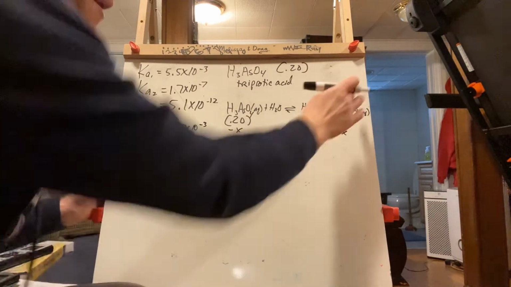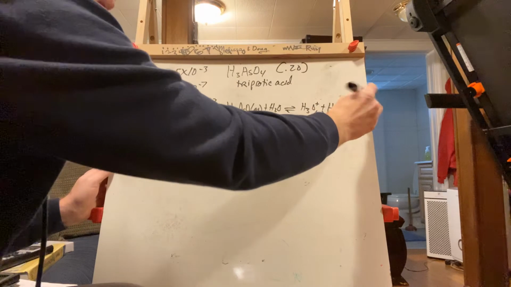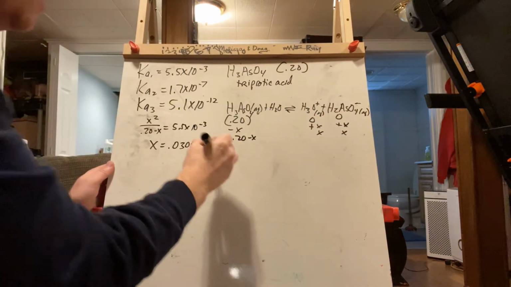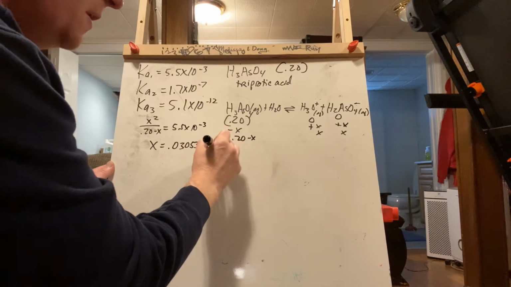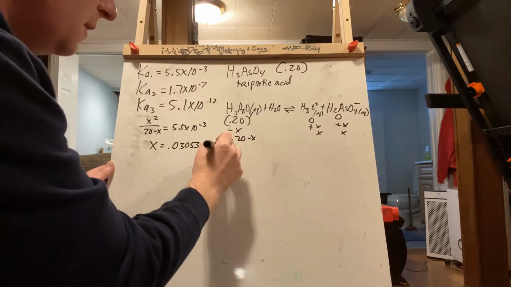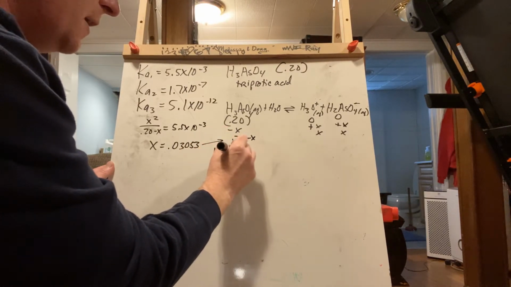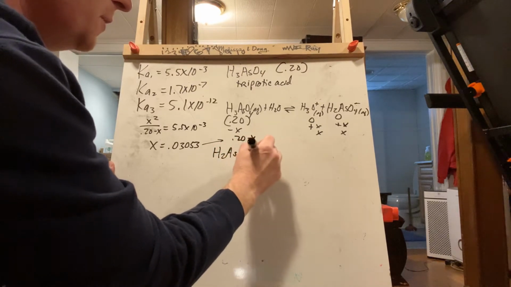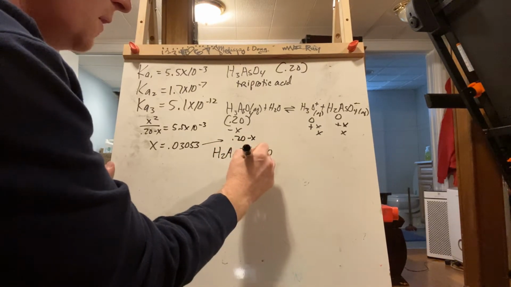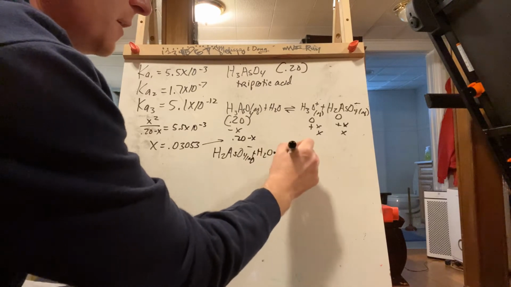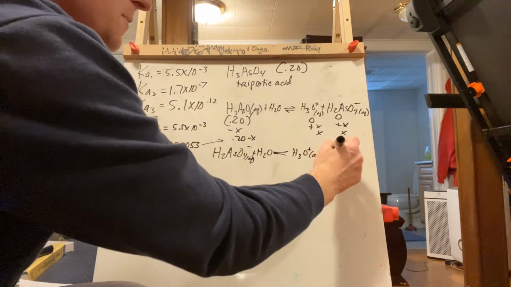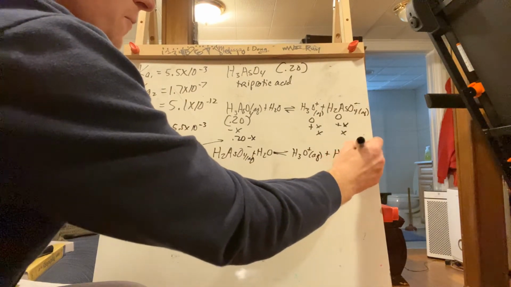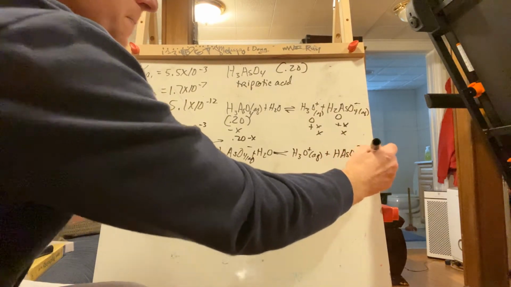Sorry, why did I make this plus? This is a negative. So now, that's our first one. Our second one is going to be H2AsO4 minus plus water gives you H3O plus and HAsO4 2 minus.